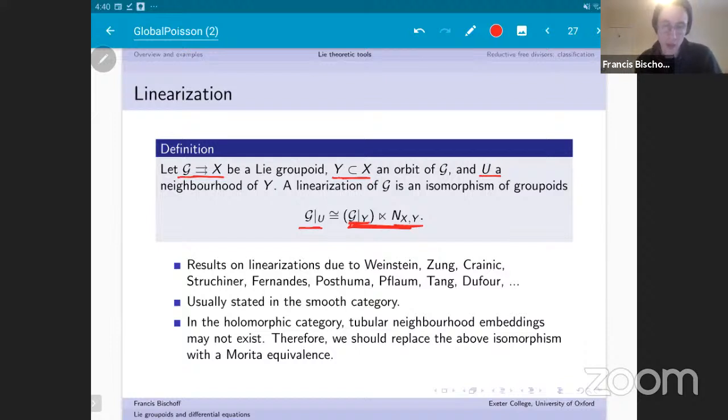So there's quite a large literature on linearizations. I've tried to list several of the people who've written about this, but no doubt I've left out some people. This is usually stated in the smooth category, but it makes sense in the holomorphic category. There's just one thing which you have to watch out for, which is that underlying a linearization is a tubular neighborhood embedding. And these don't exist in the holomorphic category in general. So in the holomorphic category, we should replace an isomorphism by a Morita equivalence.